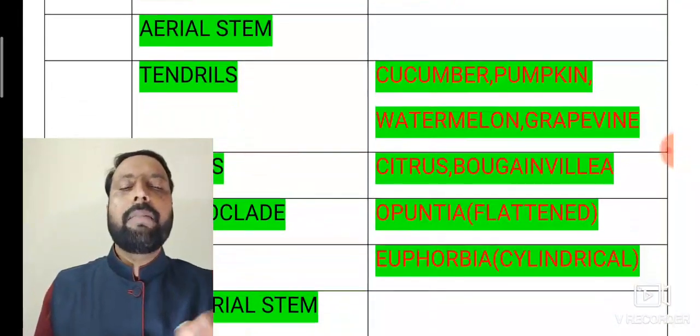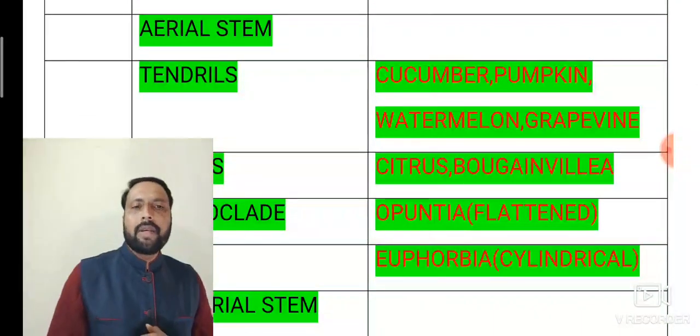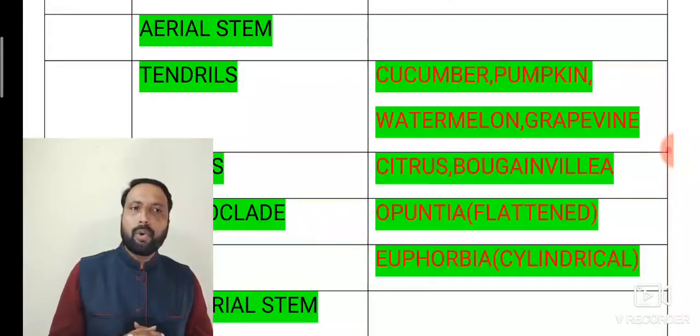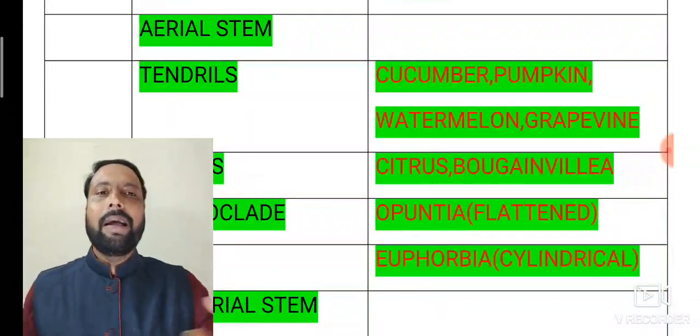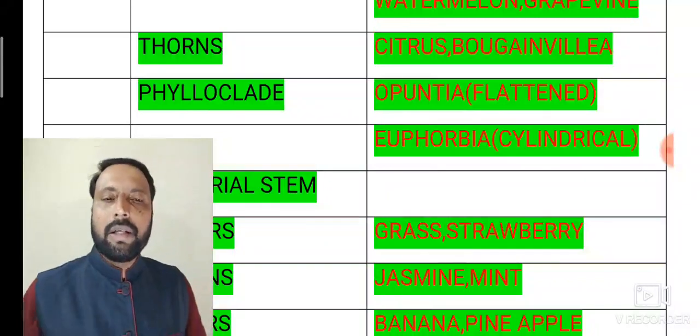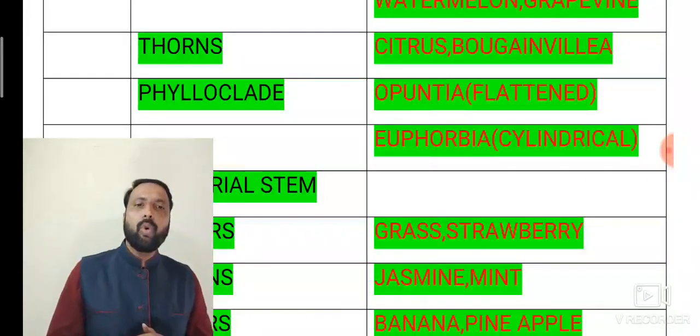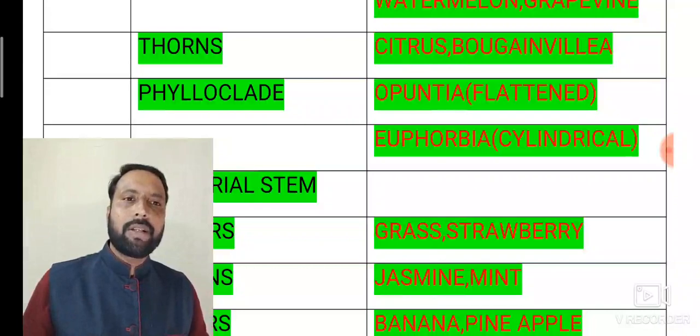And now aerial stem modifications. Wiry coiled sensitive organs are called tendrils. Example, cucumber, pumpkin, watermelon, grapevine. And look at their thorns. These are the protective structures, hard woody pointed structures, mainly protective structures.